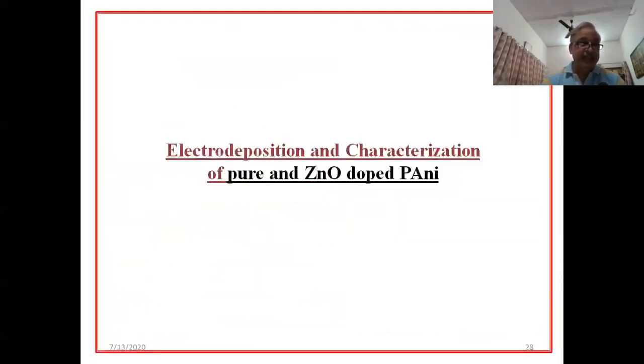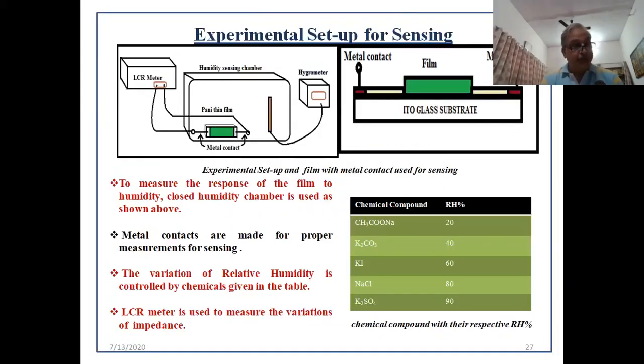The characteristics of a sensor: it must be sensitive, selective, reproducible, with good response and recovery time, cost effective, reliable, with a broad range of measurement, durable, and interchangeable. These are a must for any sensor.